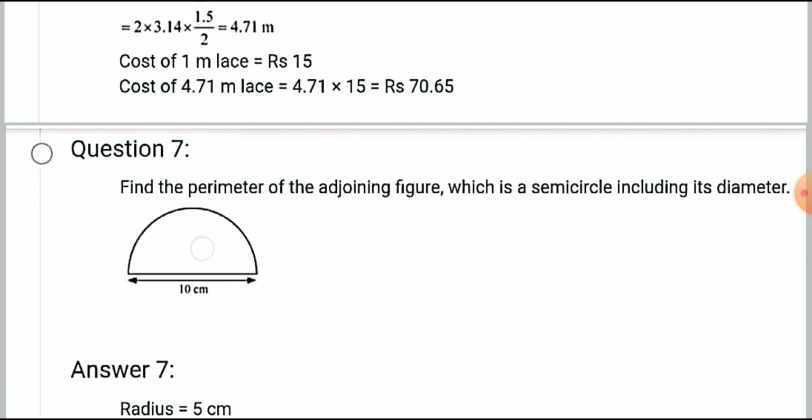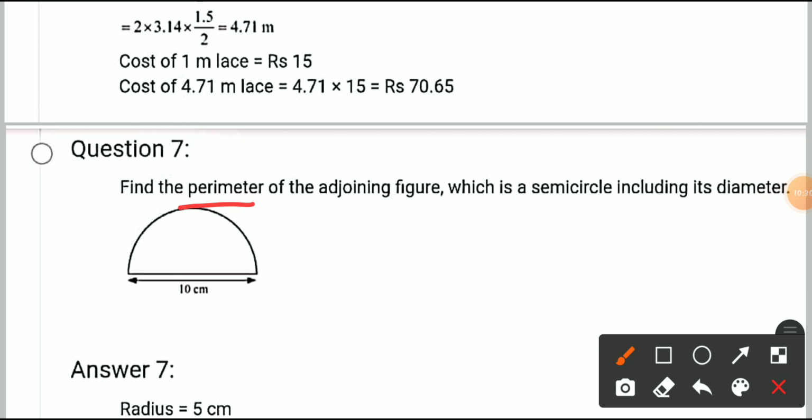Now question number 7, that is a very good question. We need to find the perimeter of that joining figure. And after hearing this word, some of you may be surprised: sir, really, here we are going to calculate perimeter? Why? Because we always use the term perimeter for polygons. But why are we using perimeter here? Because for the circle we are always calculating circumference. So here the meaning of perimeter is the circumference of the half circle plus this diameter.